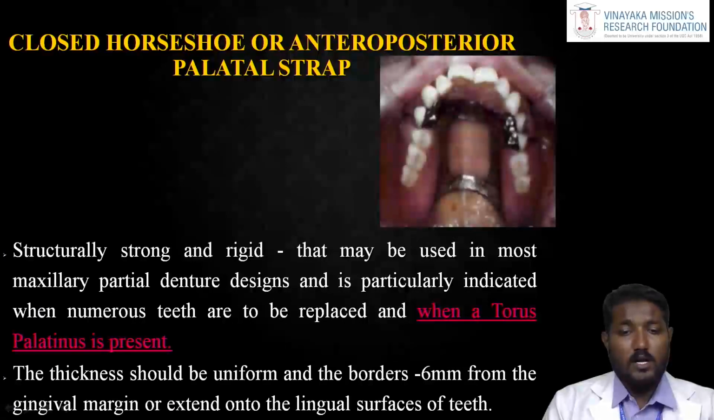Closed horseshoe or anteroposterior palatal strap. Structurally strong and rigid. They may be used in most maxillary partial denture designs and are particularly indicated when numerous teeth are to be replaced or when a torus is present. The thickness should be uniform and the borders should be 6 mm from the gingival margin or extending onto the lingual surface of the teeth.